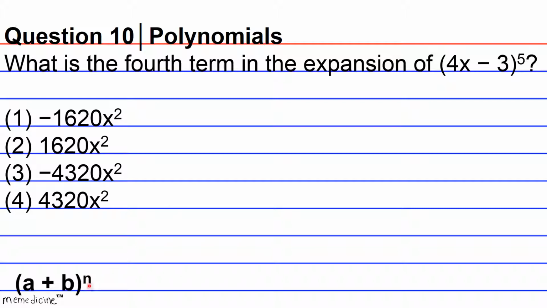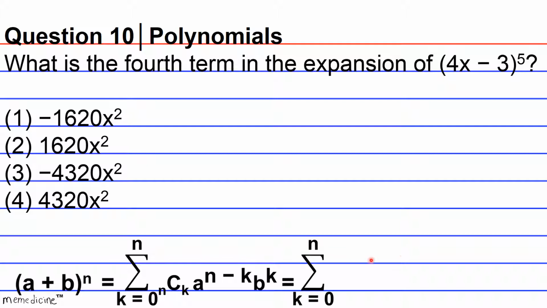Okay, and the 5 represents n here. So a is 4x, b is negative 3, and 5 represents n. And this is the formula for expanding a binomial: the summation of n choose k times a raised to n minus k times b raised to k. Okay, and k is the term of interest. But it gets a little tricky. Just hold on a minute and I'll explain why.